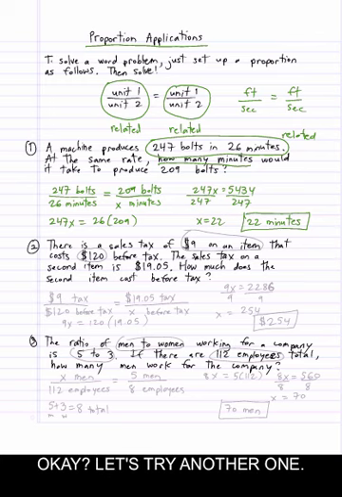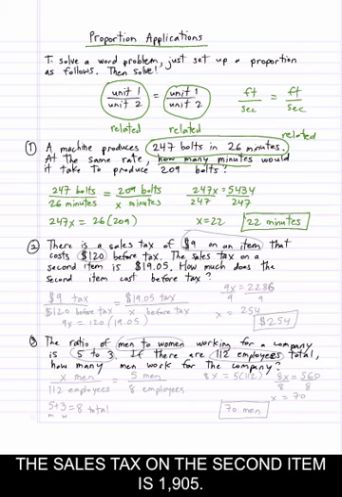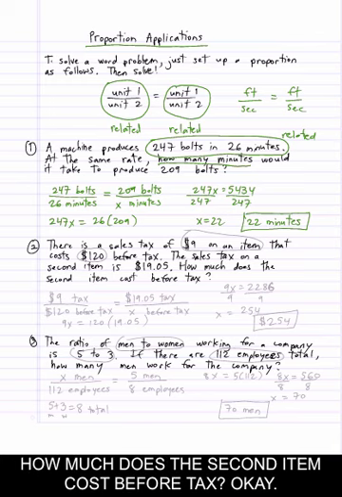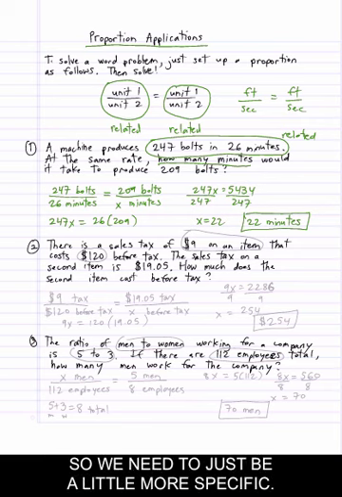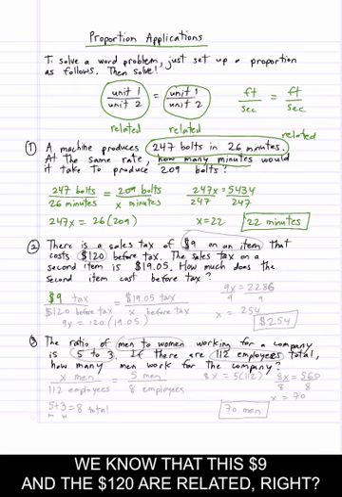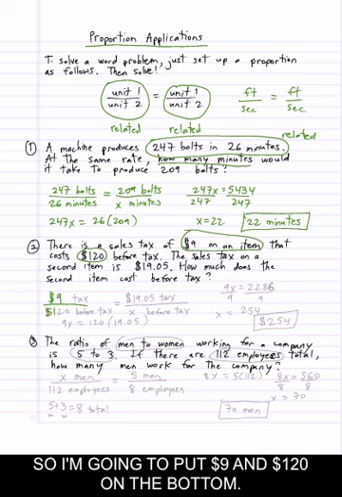There is a sales tax of $9 on an item that cost $120 before tax. The sales tax on a second item is $19.05. How much does the second item cost before tax? This one's a little trickier because they're both dollars, so we need to be a little more specific. We know that this $9 and the $120 are related, right?